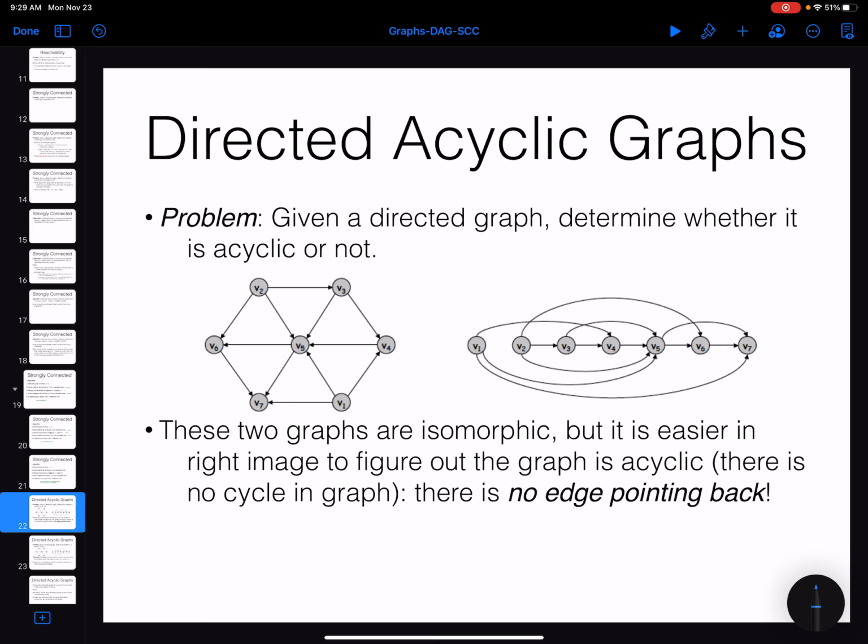So the next problem that I wanted to solve is: I have a directed graph, and I want to check if there is a directed cycle in the graph or not.